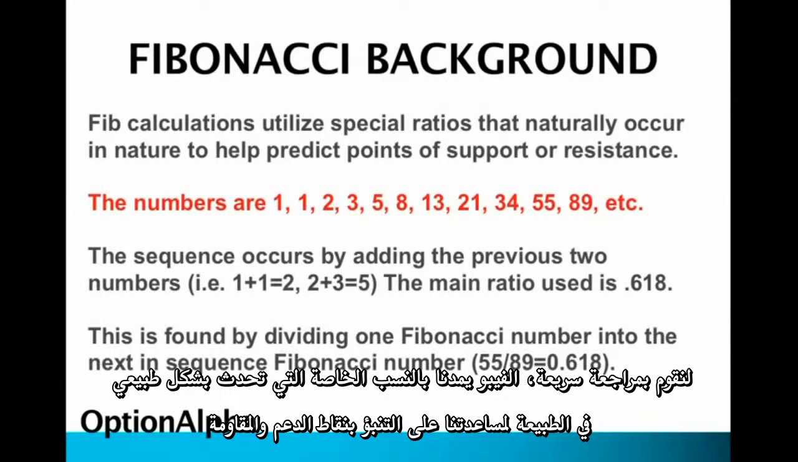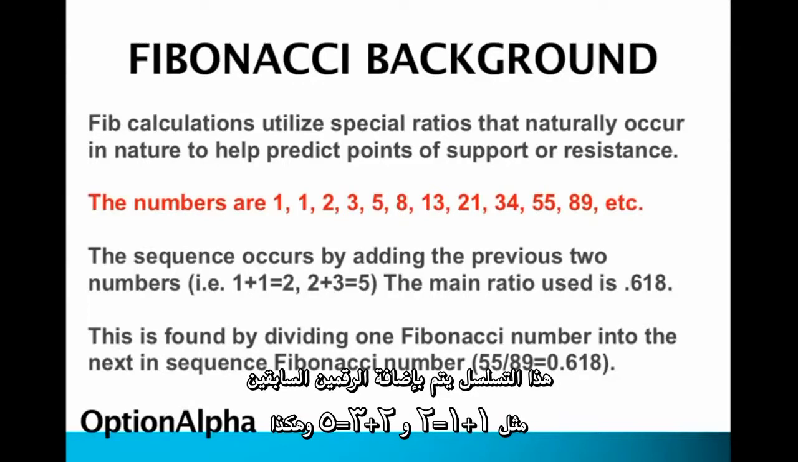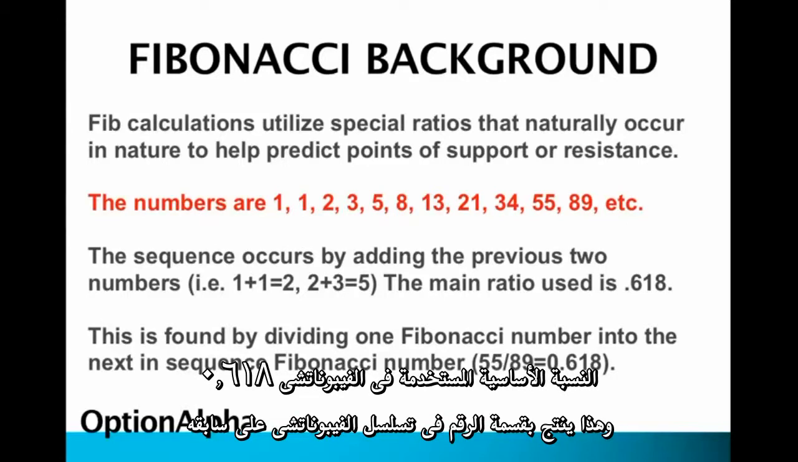Fib calculations utilize a special ratio that naturally occurs in nature to help us predict points of support and resistance going forward. The Fibonacci numbers in the sequence go 1, 1, 2, 3, 5, 8, 13, etc. The sequence occurs by adding the previous two numbers, i.e. 1 plus 1 equals 2, 2 plus 3 equals 5, 5 and 8 is 13, 8 and 13 is 21, etc. The main ratio used for Fibonacci's is 0.618.